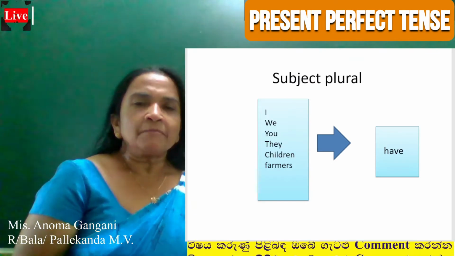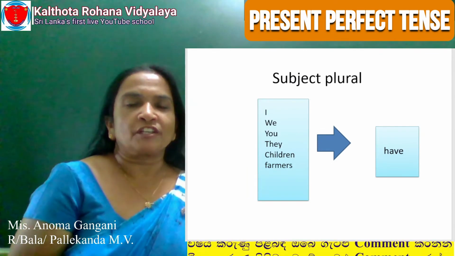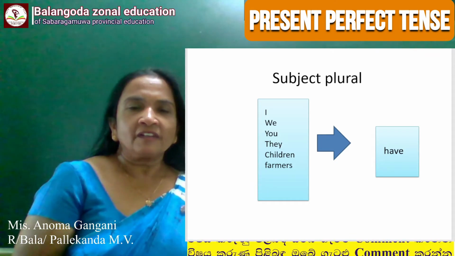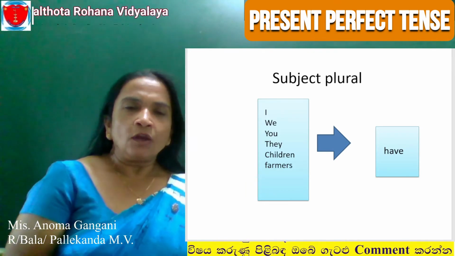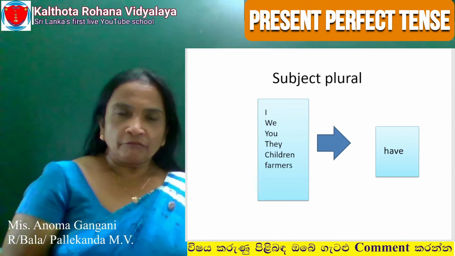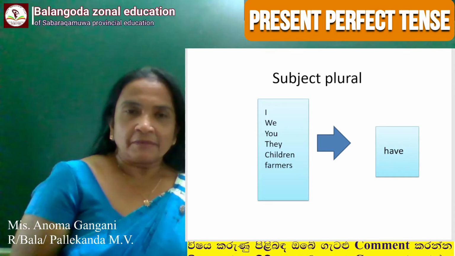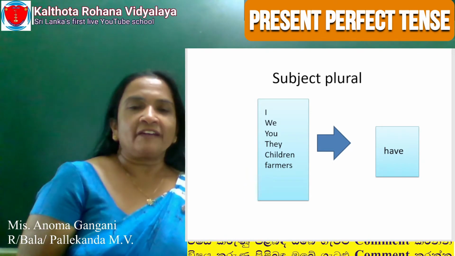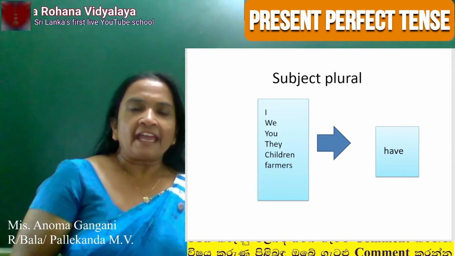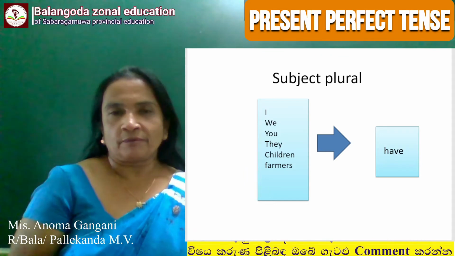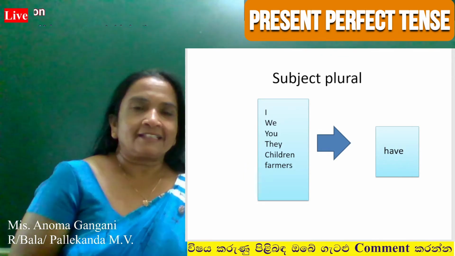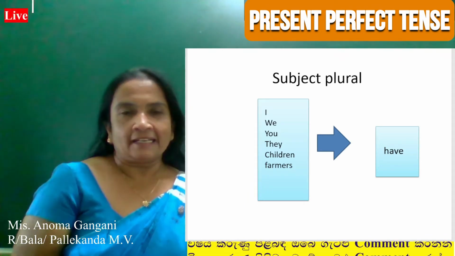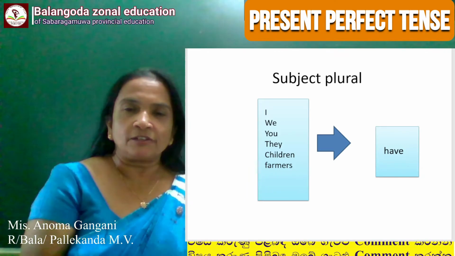Then subject plural. What are the subjects here? I, we, you, they, children, farmers. You know that we use I as a plural subject, isn't it? So for that, we use have, because the subject is plural here.